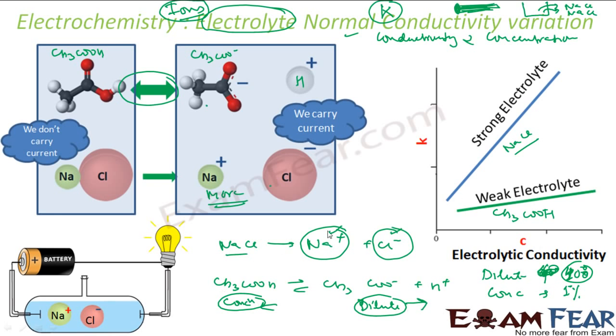So what is happening in this case of weak electrolytes? If you're increasing the concentration of the CH3COOH, the weak electrolyte, the concentration of the ions is not increasing at that rate, because the moment you increase the concentration, the reaction is also moving a little bit on the right side. Correct? So the effective number of ions here doesn't increase that much.